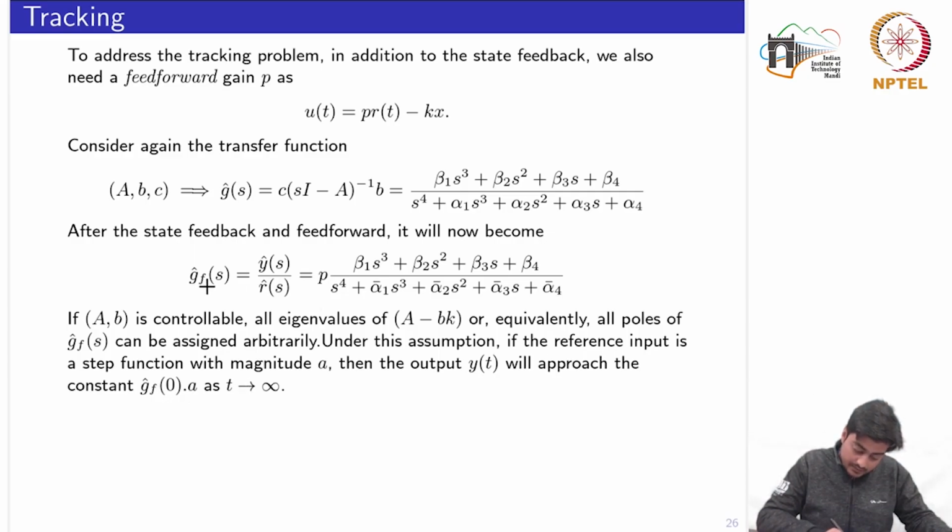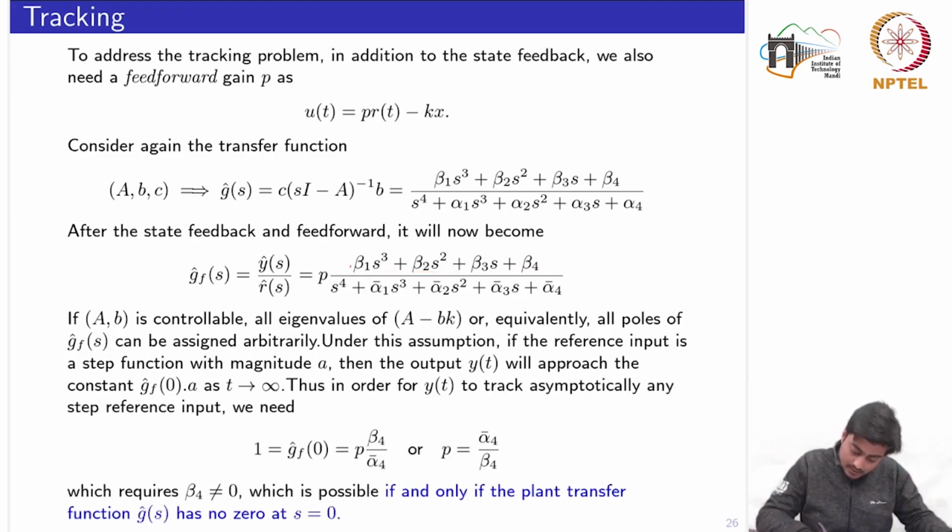So we are interested in computing what would happen to Y in the time domain as t tends to infinity, which is equivalent to computing the DC gain of this transfer function. And the DC gain can be computed by putting s equal to 0 in this overall transfer function. So if I put s equal to 0, all this part would go away, and similarly all this part would go away, and we would have Y hat(0) equal to G hat F(0) times A, because A is the DC value of the reference signal.